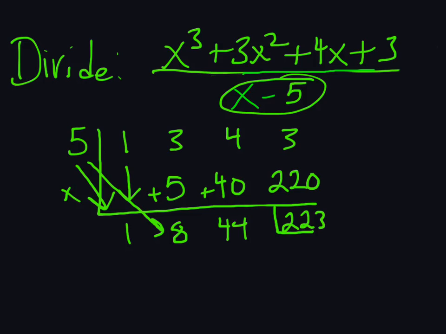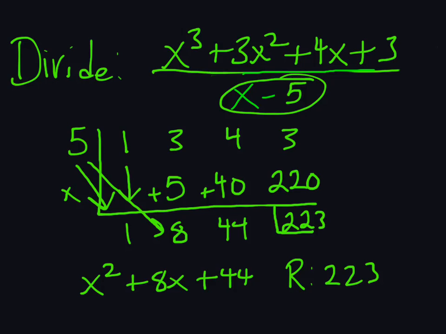So when we divide x cubed plus 3x squared plus 4x plus 3 by x minus 5, we get x squared plus 8x plus 44. So it always drops one power. So it's a cubic, now it's squared. And we're left with the remainder of 223.